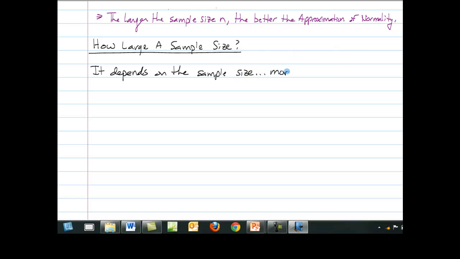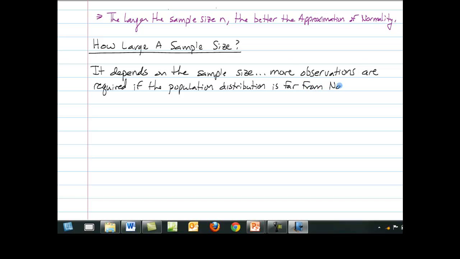So our sample size n has to get larger and larger, and that's what we mean by more observations: the sample size has to increase. More observations are required if the population distribution is far from normal. The further from normal the population is, the larger our sample size has to be, and the closer our population is to normal, the smaller our sample size has to be. Now, in general, these are some rules of thumb.